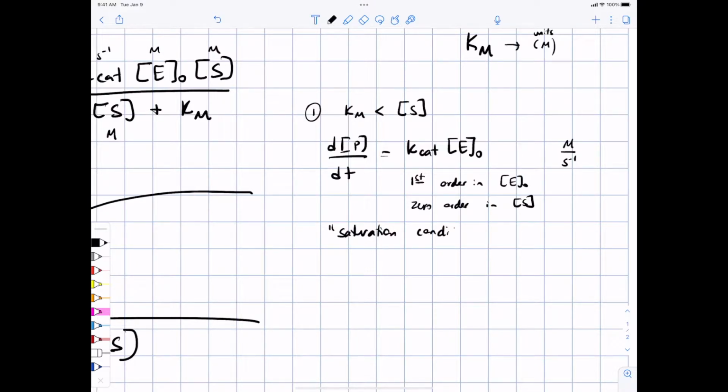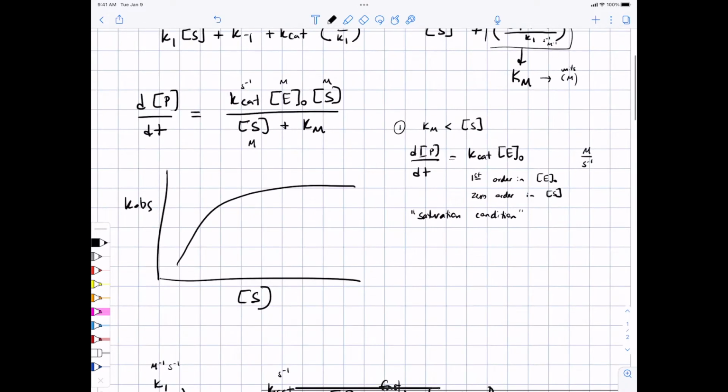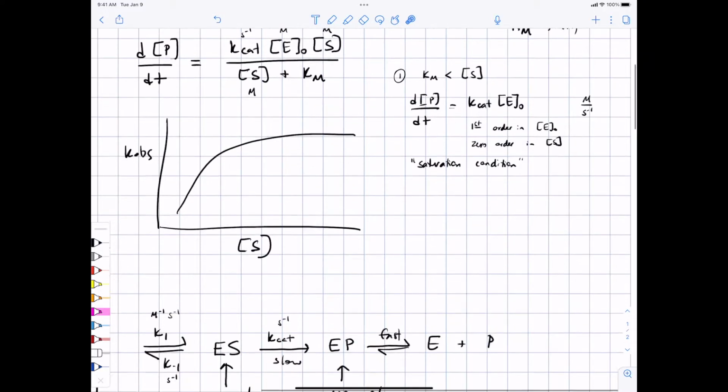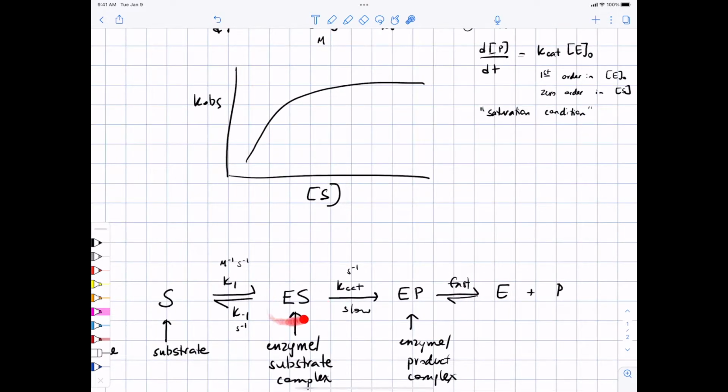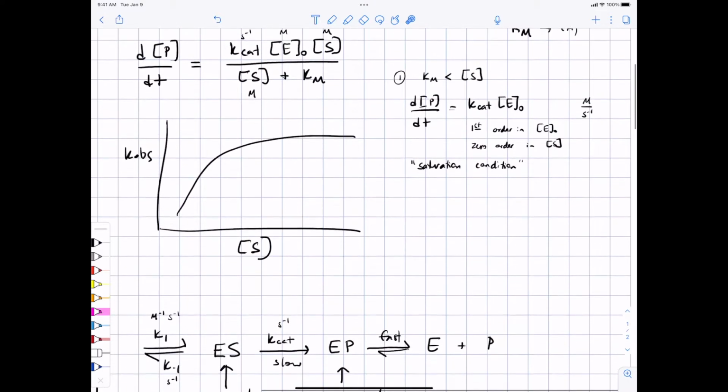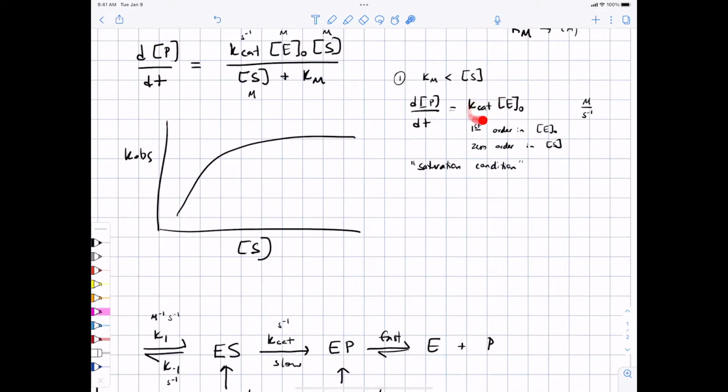And what that means is that for enzyme kinetics, we expect to see a point at which adding more substrate doesn't do anything. And the reason for that is that once all the enzyme is bound up in the enzyme substrate complex, adding more substrate doesn't get you anywhere. And the rate determining step is just kcat. So you can think of kcat as the rate constant when you're saturated.